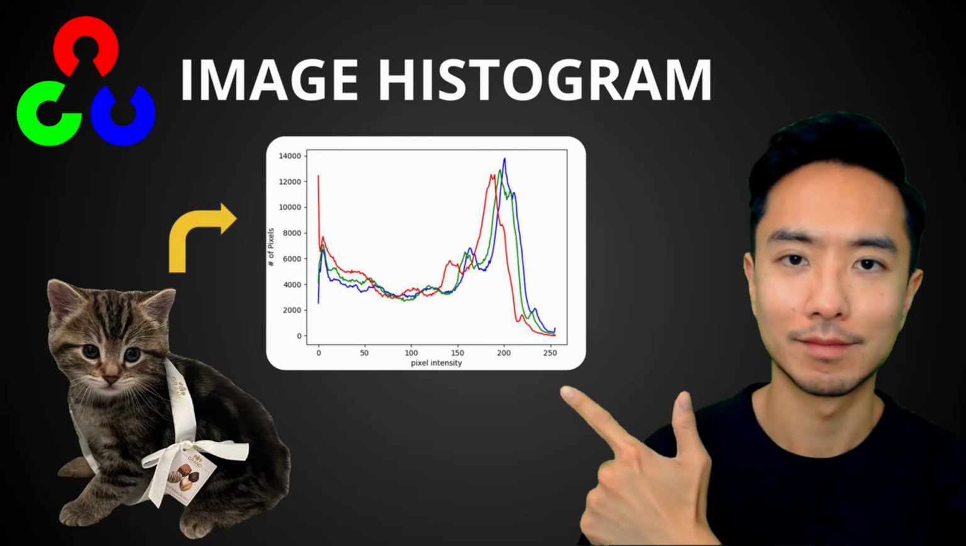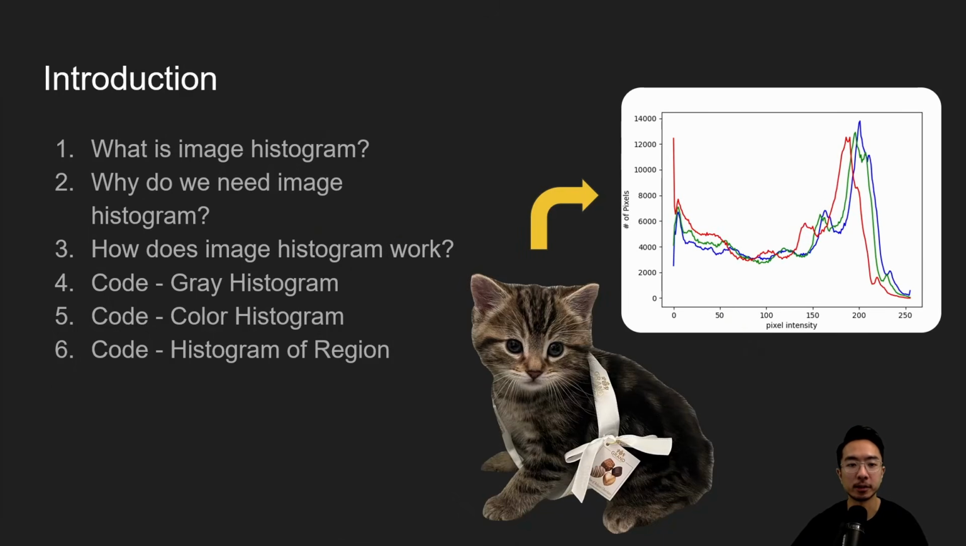All right, in this video, we're going to talk about image histograms. Start off by saying what is an image histogram, why do we need it, how does it work, and then go into three coding examples, one with a gray color, and then histogram of a region. Okay, so by the end of this video, we'll see how we can interpret an image like this of a cat into a graph like this on the right here.